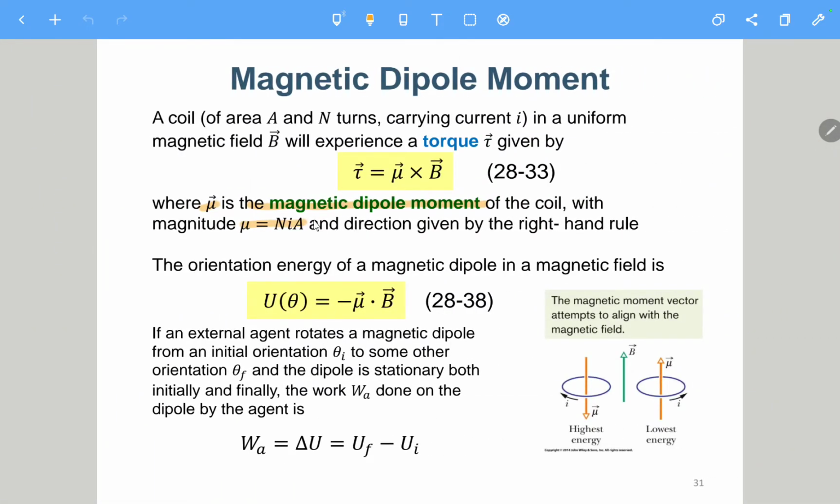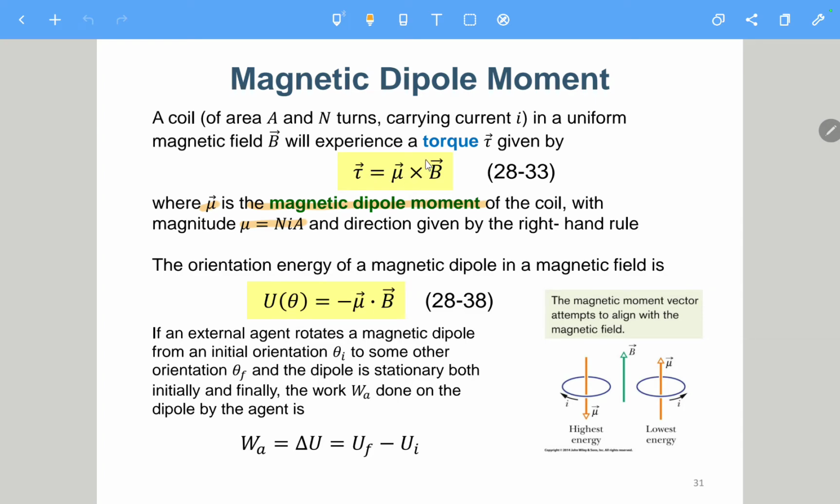Okay, so if we define mu to be n times I times a, and of course the direction of mu is also the same as the normal vector, then we can also write it as tau equals mu cross B.